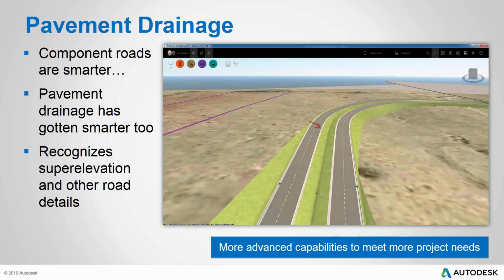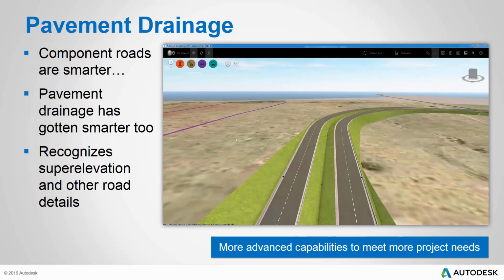Also, you'll notice that inlets have been placed in the swale running down the median of the road. Why is this important? It allows more advanced capabilities to meet more project needs.